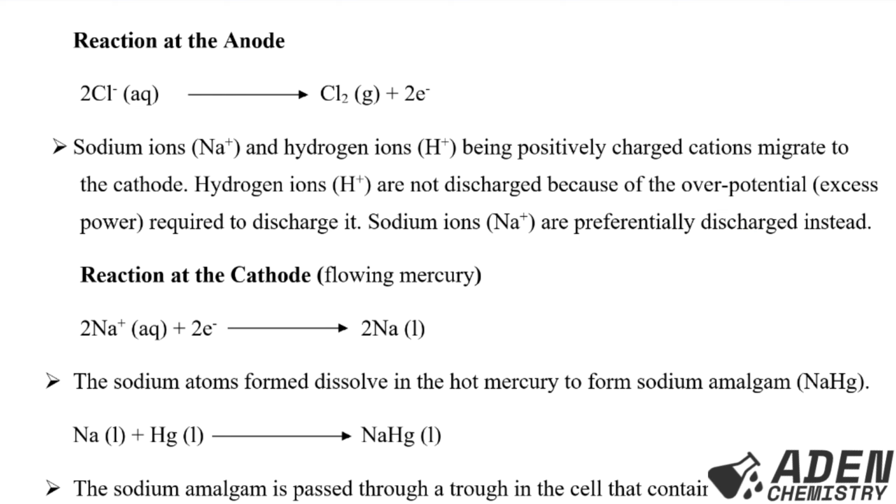So that means we are going to have sodium ion which is discharged at the cathode, or where we are going to have the flowing mercury, or where we are having the moving film of mercury. So 2 Na+ (aq) gains the 2 electrons lost from the anode to get 2 moles of liquid sodium. Thereafter, we are saying the sodium atoms formed dissolve in the hot mercury to form sodium amalgam, which is written NaHg. Remember, at the cathode, we were having mercury.